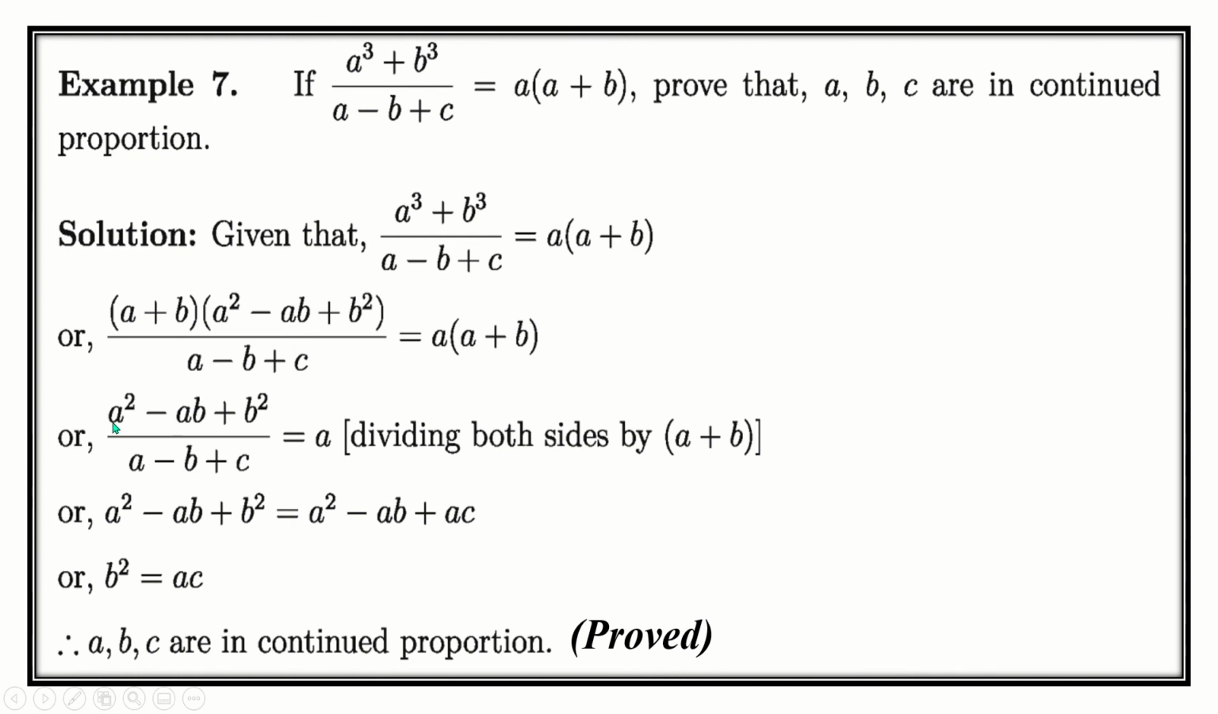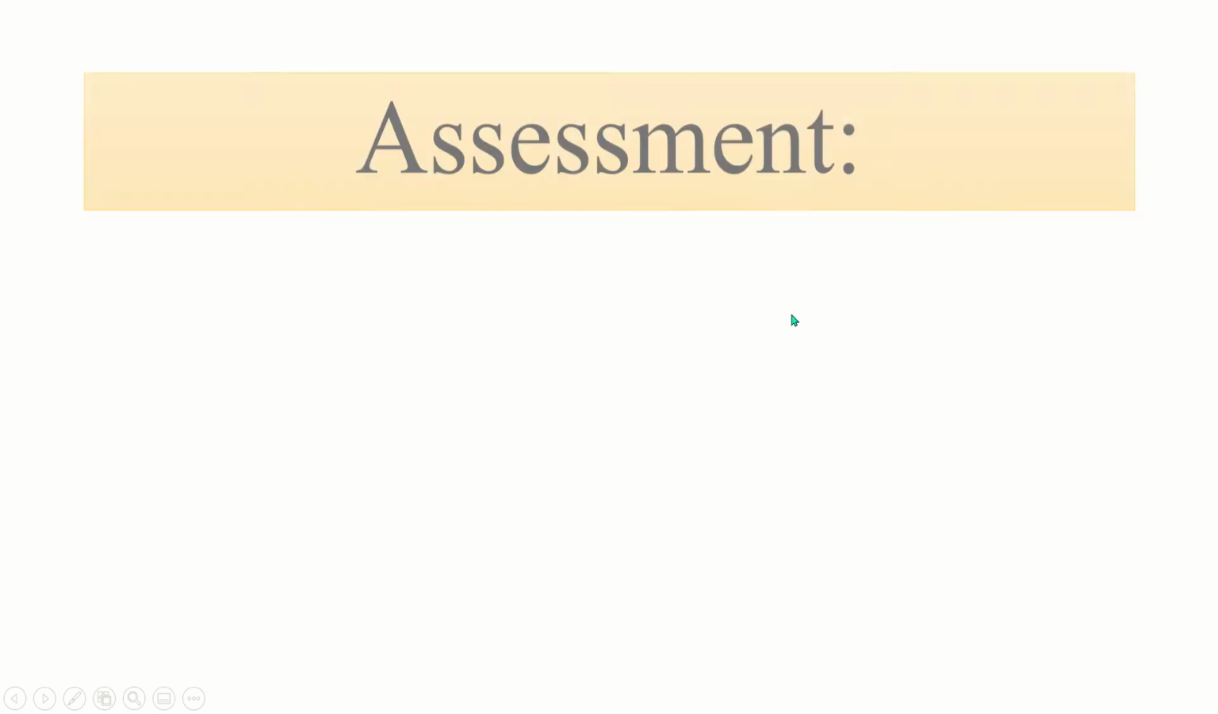Now cross multiplying, a square minus ab plus b square equals a square minus ab plus ac. Now ab cancels, a square cancels, we will get b square equal to ac. Clear? That means a is to b equals b is to c. So a, b, c are in continued proportion. Clear, everyone? Okay.